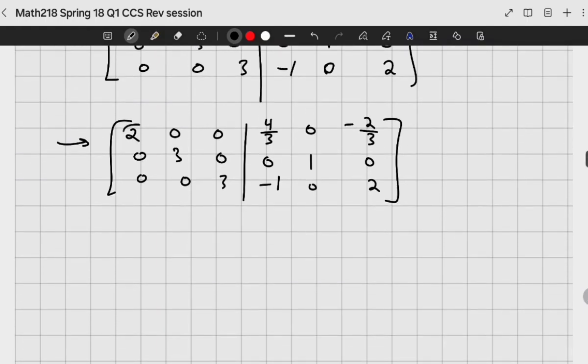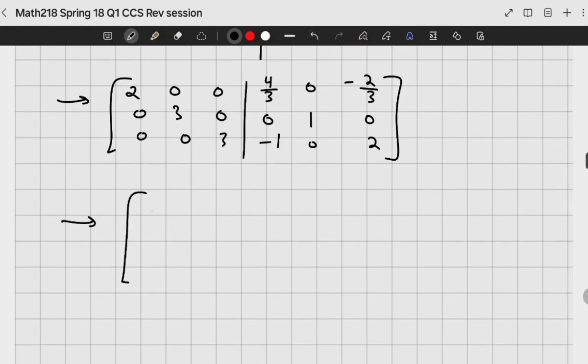Okay, and now I want to make sure that these entries are all ones. So I'm going to divide the first row by 2. So I get this. And then this row by 3.